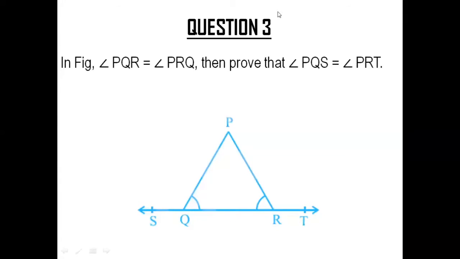Now, let us get to the third question of exercise 6.1, which says that in the figure, angle PQR is equal to angle PRQ. Then prove that angle PQS is equal to angle PRT. Let us find the solution to this question.